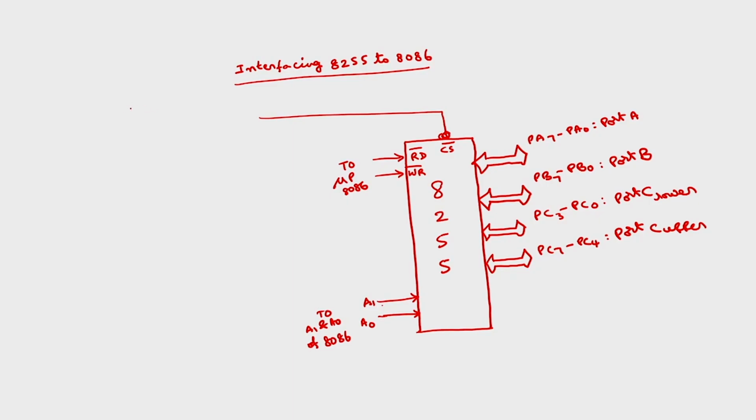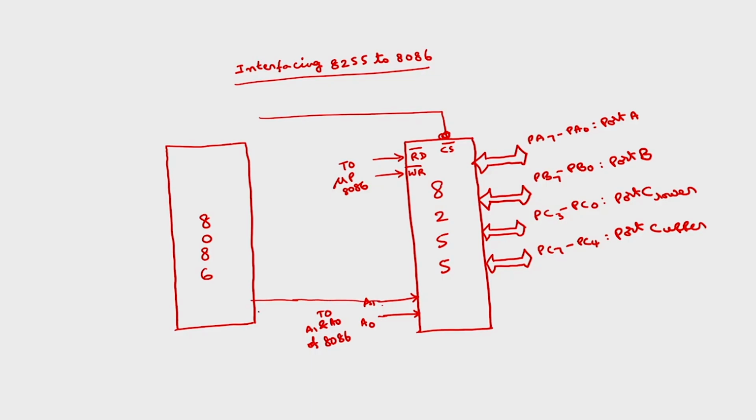So, here we have 8086. This is 8086. You simply connect these two: A1 of 8086, this you connect to A0 of 8086. This you connect to read bar of 8086, write bar of 8086.